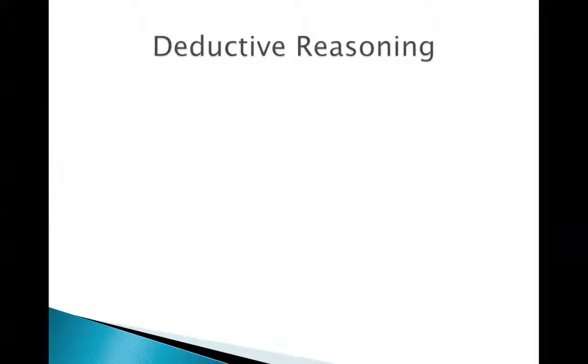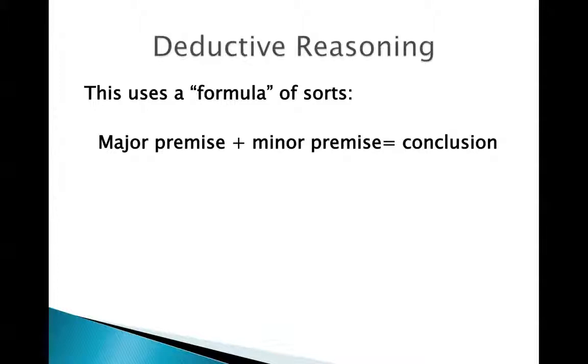Okay, let's move on to deductive reasoning. I don't have a handy graphic GIF for this one, okay? But deductive reasoning does use a formula of sorts. Major premise plus minor premise equals conclusion. This is what's known as a syllogism, this formula right here. Major premise plus minor premise equals conclusion.